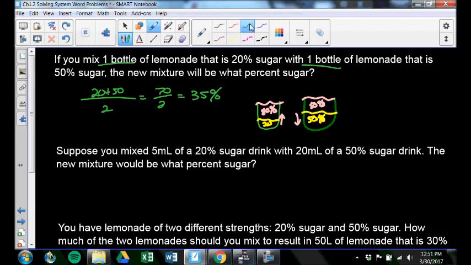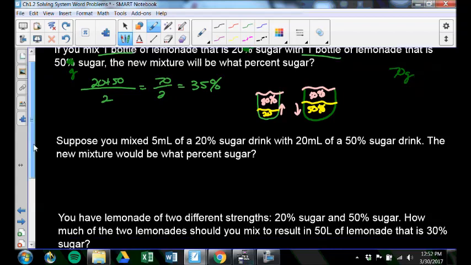Had it just been grams, though, suppose we had instead of 20%, 20 grams of sugar, and one is 50 grams of sugar. Well, that is an amount, not a percentage. So when we put them together, yes, that would actually make 70 grams of sugar, but the percentages would still be different, because a percentage is a ratio, not an actual amount.